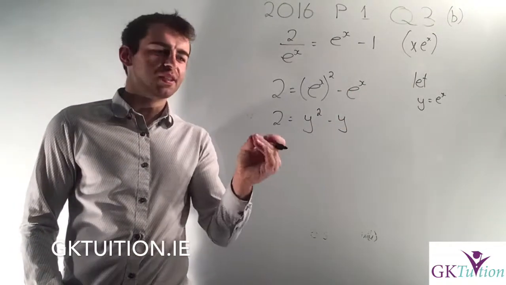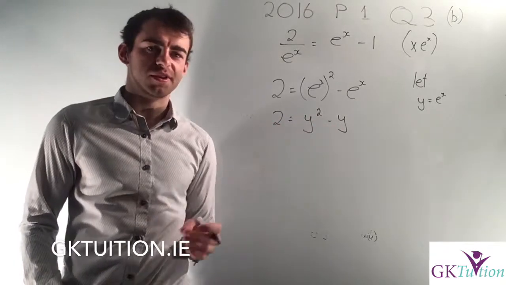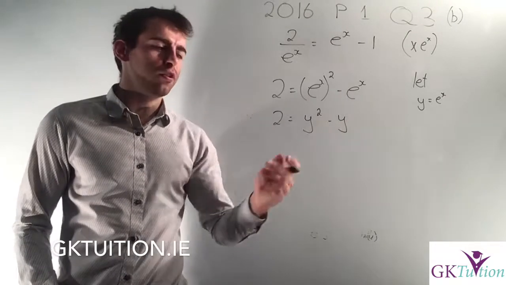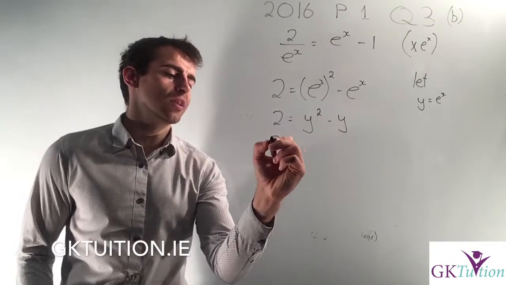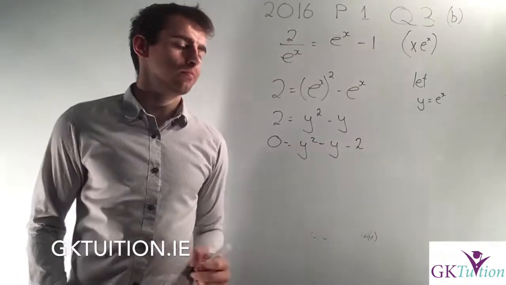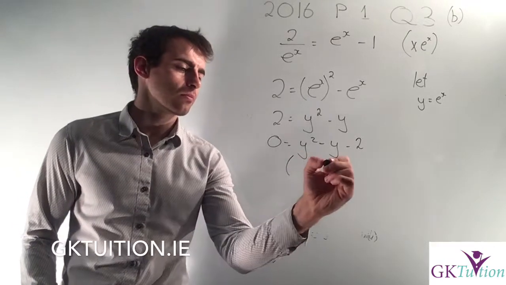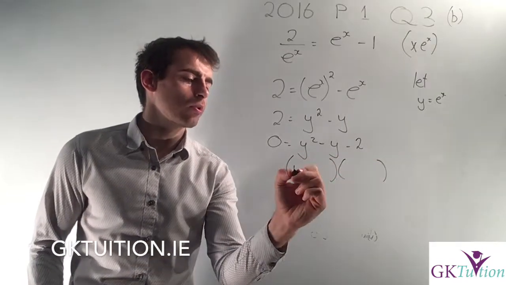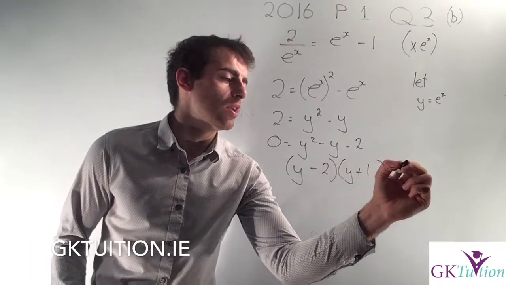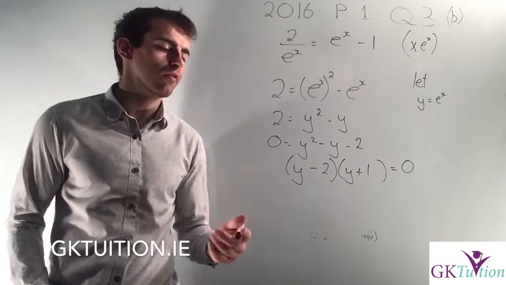Now the reason I did that is because it's just a lot neater and it'll be easier for me to factorize this quadratic equation. So what I want to do now is subtract 2 from both sides. So I can say that 0 is equal to y squared minus y minus 2. And now I can just factorize my quadratic equation. The factors are going to be y minus 2 and y plus 1 equals 0.